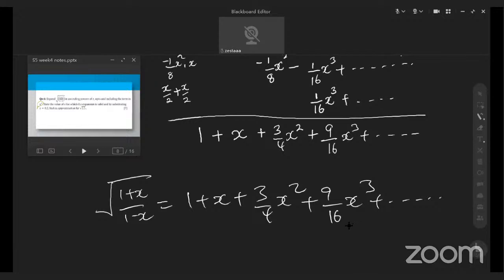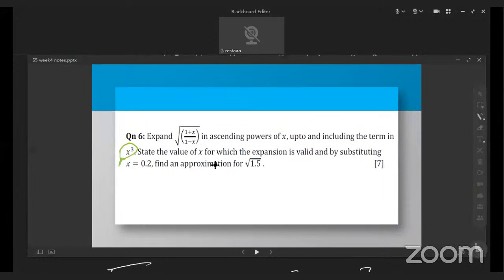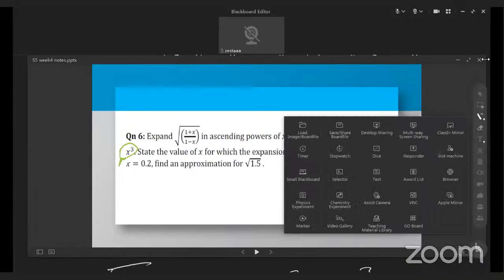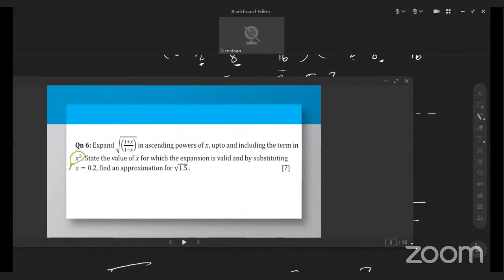Now we've been told that by substituting x is equal to 0.2. So for x, you put 0.2. Where there is x, put 0.2. Where there is x, you put 0.2. So see what you'll get.